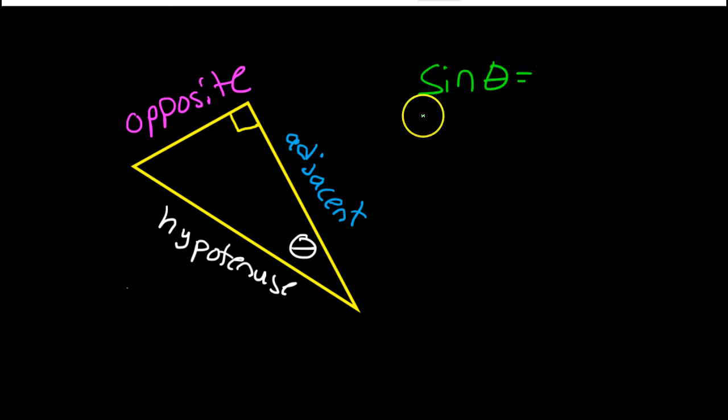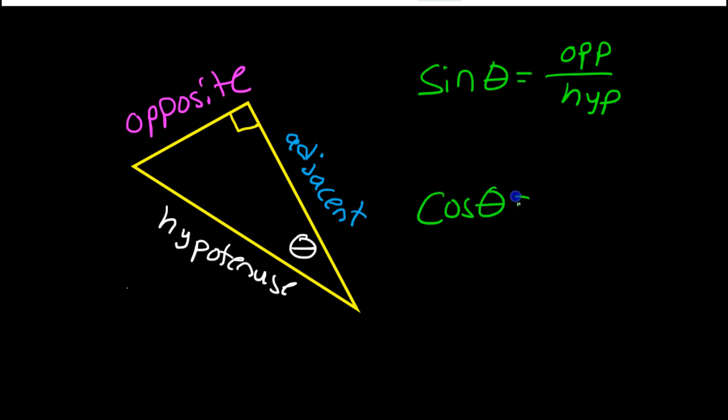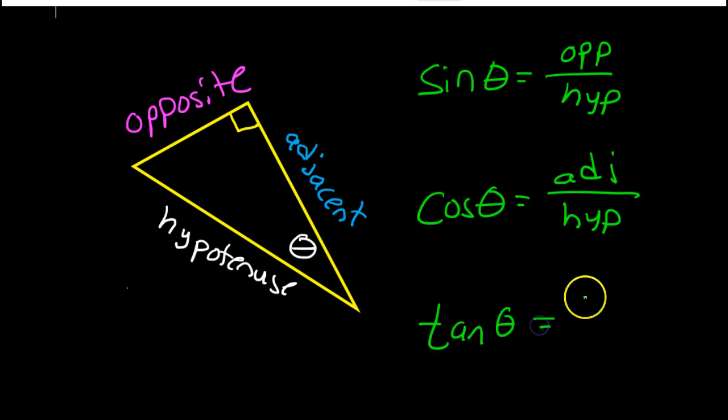Sine of angle theta is going to be opposite over hypotenuse. I'm just going to abbreviate, but that's opposite over hypotenuse. Cosine of angle theta is going to be the adjacent leg over the hypotenuse. And tangent of angle theta is going to be the opposite leg over the adjacent leg. So you just need to go ahead and memorize these three facts. Sometimes you will hear them use the device and say Sohcahtoa.